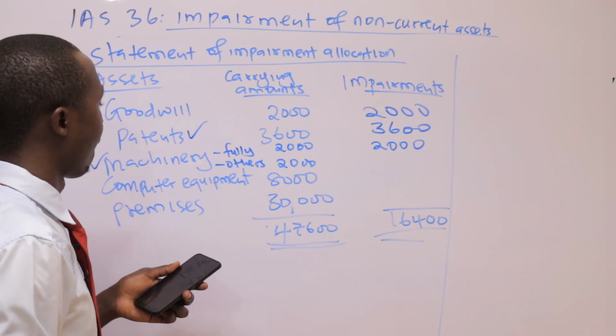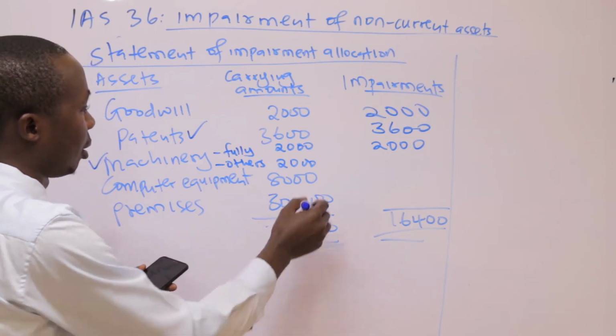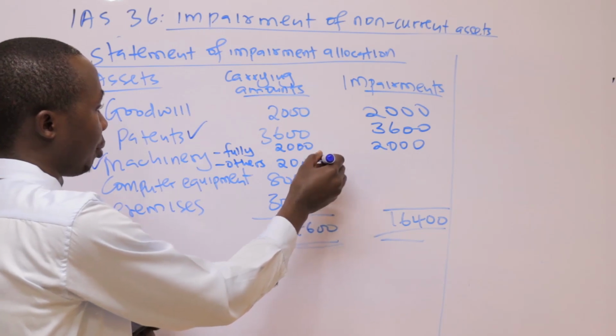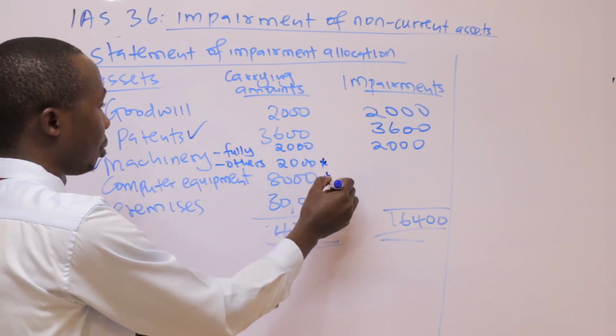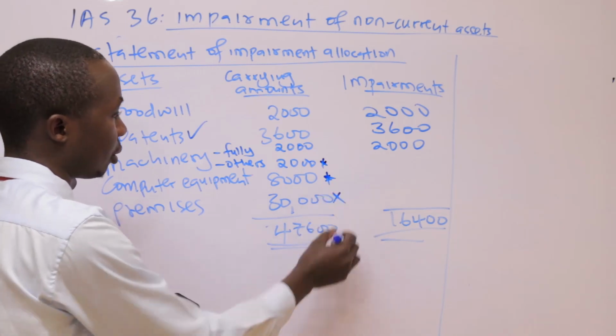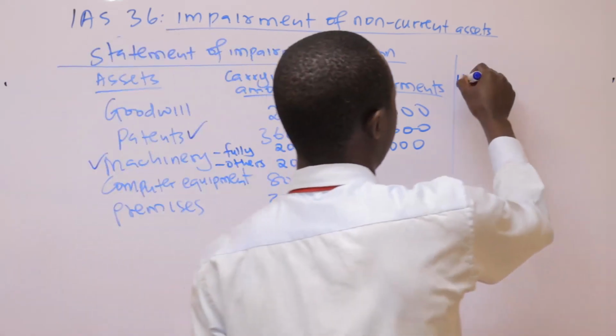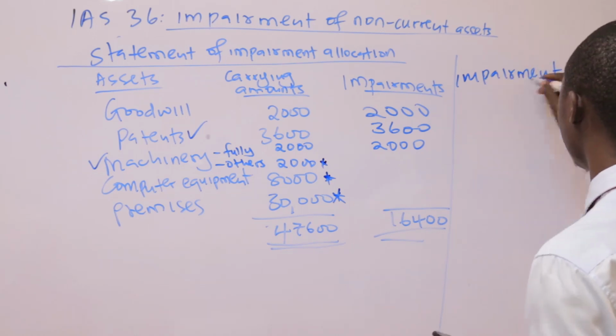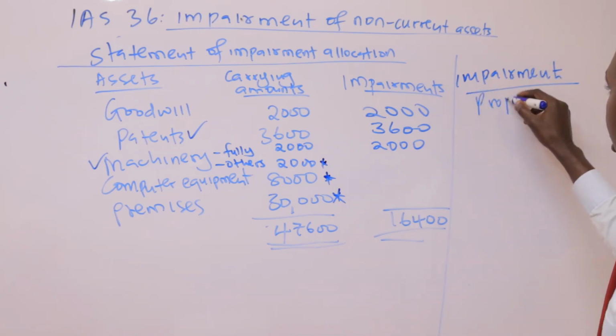Then for the others now, remember that there was half of the machinery which was not fully impaired, the computer equipment and the premises. So these ones, you allocate your impairment on a pro rata basis.